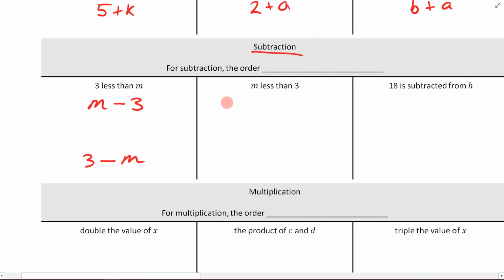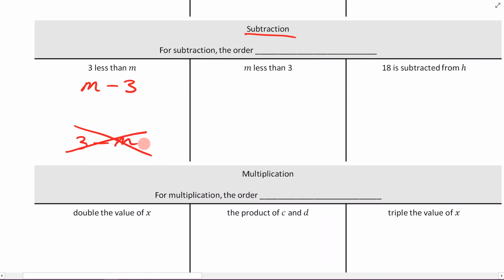So that means when we come over here, this is not the same as that. So therefore, this is wrong. This is wrong. You have to write it like this. 3 less than M is M minus 3. Okay. That's very important. So for subtraction, the order does matter. You have to be careful with the order when you are doing subtraction ones. Okay, let's do the next one. M less than 3. So that means 3 minus M, because it's M less than 3. So taking M away from 3, not the other way around.